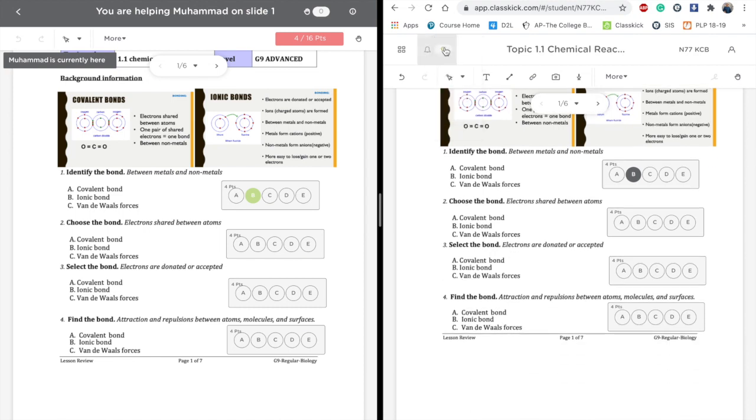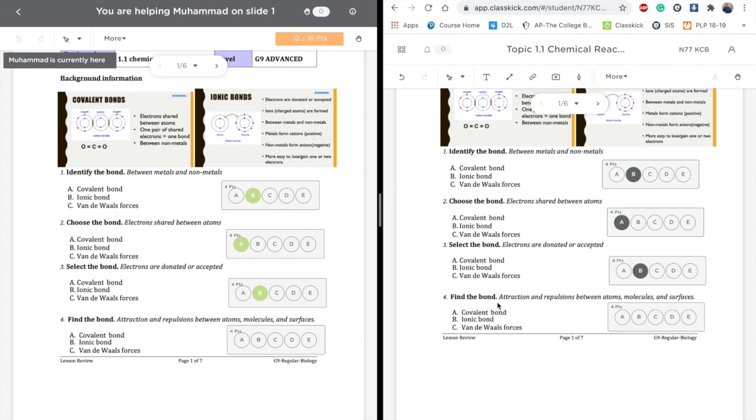Take the select mode. An electron shared between atoms. So when it is shared, so it is A, so you will click on A. Now directly the teacher sees as correct. Moving to the third, electrons are donated or accepted, ionic bond, so this is B. Now here on the left side, teachers, now you got 12 points out of 16.